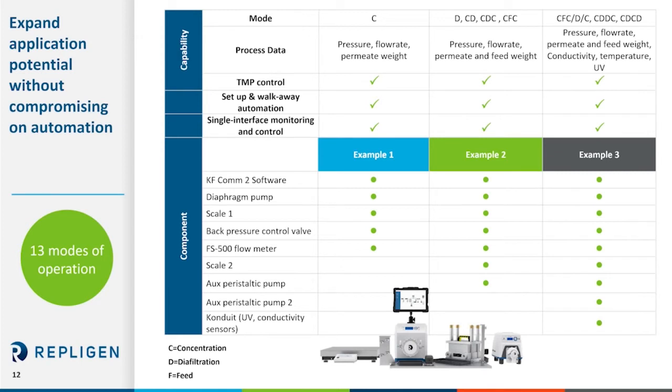TFF steps within a process, with any bioprocess, can involve different process modes, depending on the application. You can have a single step process like concentration, or a multi-step process like constant feed, concentration, diafiltration, concentration. I know that was a mouthful. Even with the added process mode steps, our systems maintain complete automation. Let's go through some examples.